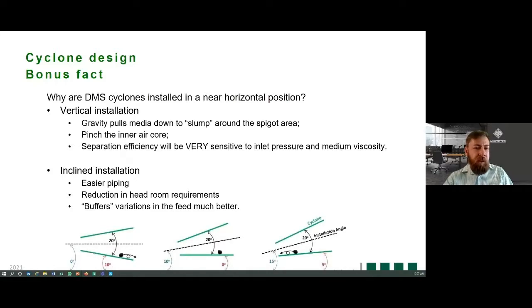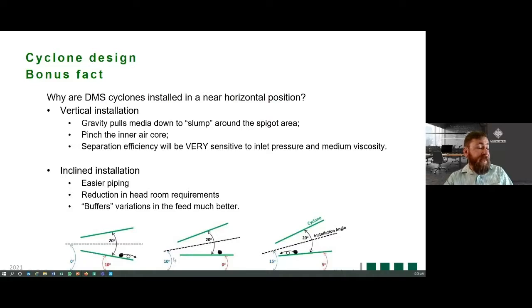So here, to just give you a quick indication, if you were to install your cyclone exactly horizontal to your floor and you have to stop the cyclone for some reason, you'll find that the material inside the cyclone will not be able to drain. It will move back to your head, or to your inlet head.